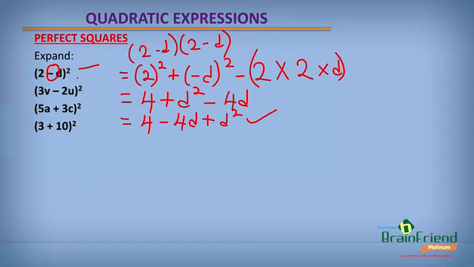And now for the second expansion, 3v minus 2u all squared. So we have 3v squared plus the square of the second term, that is 2u.